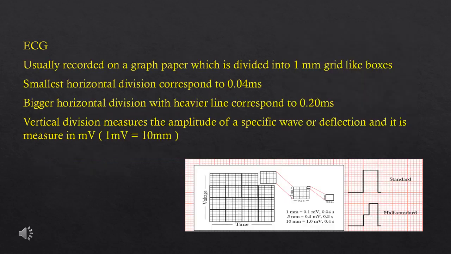Usually, ECG is recorded on a graph paper which is divided into 1 millimeter grid-like boxes. The smallest horizontal division corresponds to 0.04 millisecond, and the bigger horizontal division with the heavier line corresponds to 0.20 millisecond. The vertical division measures the amplitude of a specific wave or deflection, and it is measured in millivolts. As you can see, this is the graphic representation of your ECG paper.